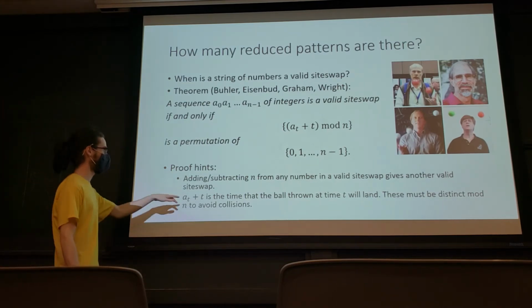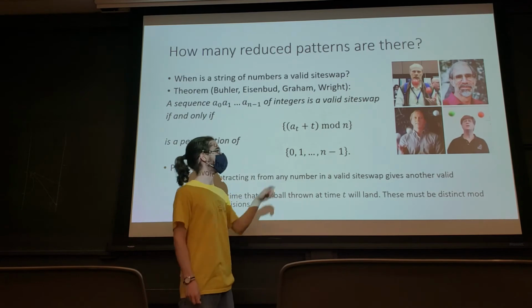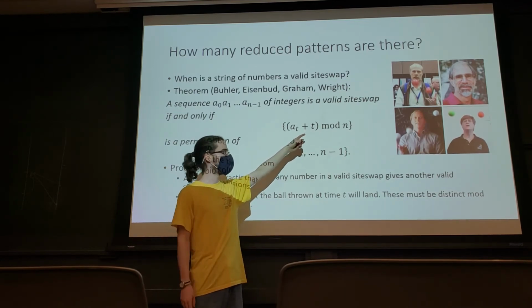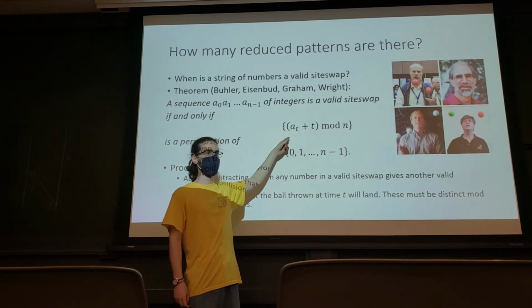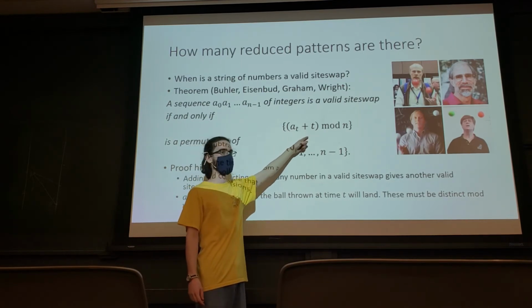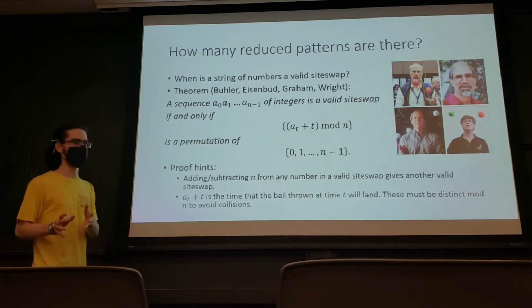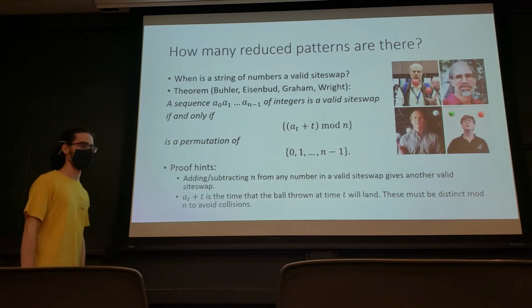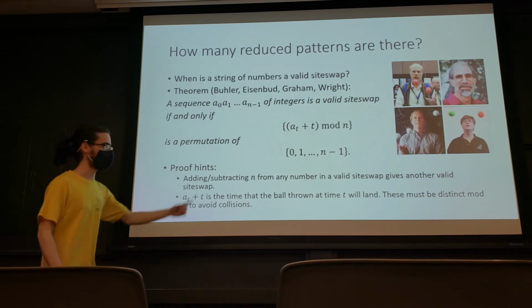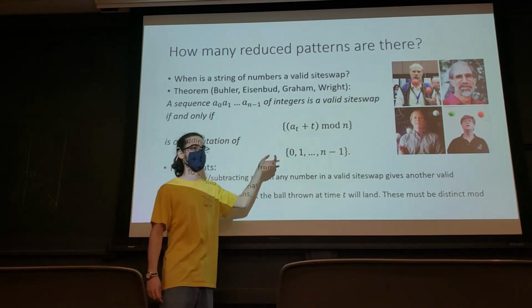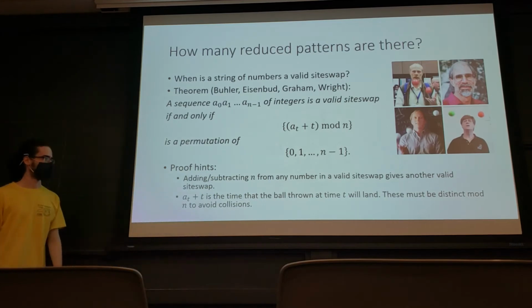And then also this value at plus t. Well, t is when I'm throwing a particular ball, and at is when it's next going to land. So at plus t is the time that a ball thrown at time t will land. And so in order to avoid collisions, those all have to be distinct, which is exactly this condition that these numbers mod n are a permutation of the natural numbers.